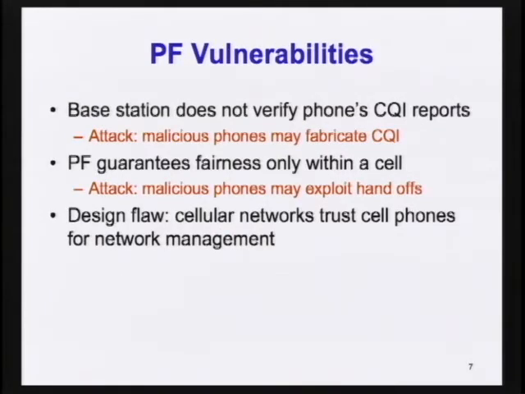Okay, so much for the background on proportional fair scheduler. So what vulnerabilities did we find? Well, we found two vulnerabilities. The first is that at each time slot, every cell phone reports its channel condition to the base station. But the base station does not verify the authenticity of the channel condition report.